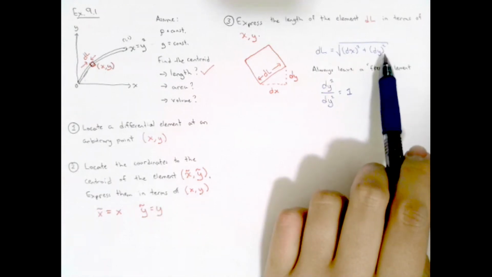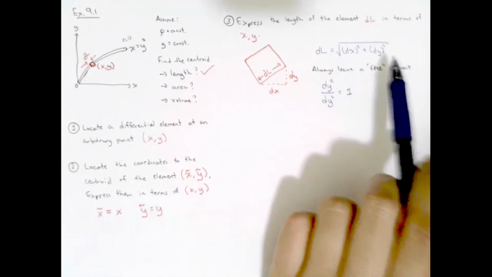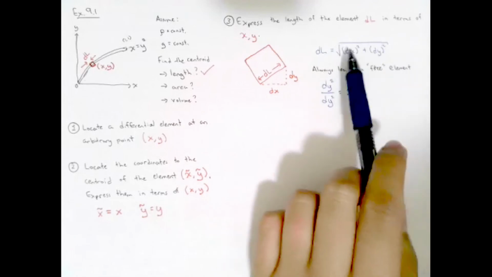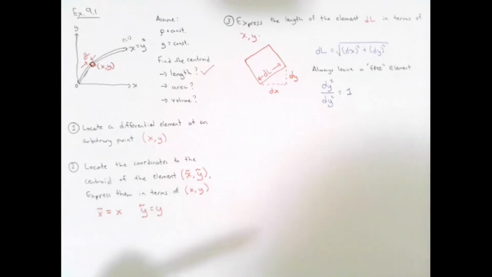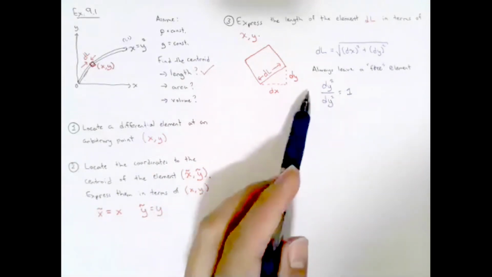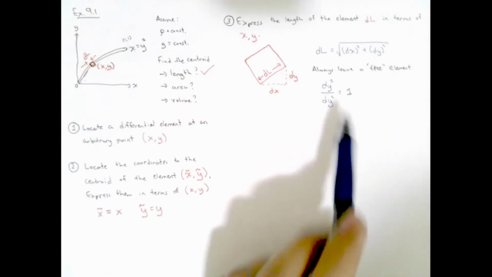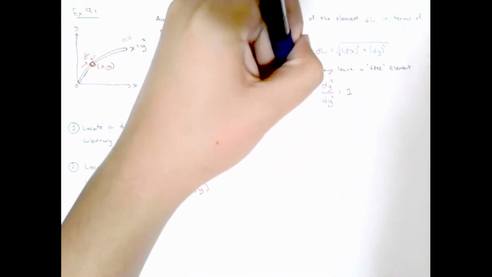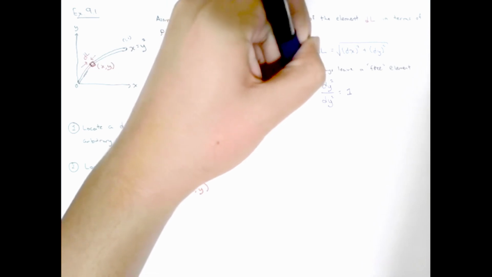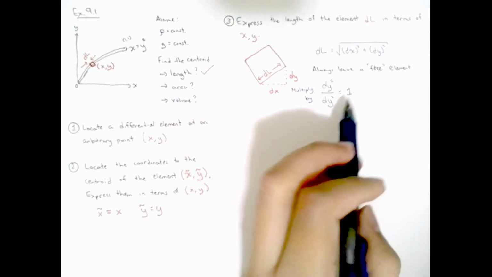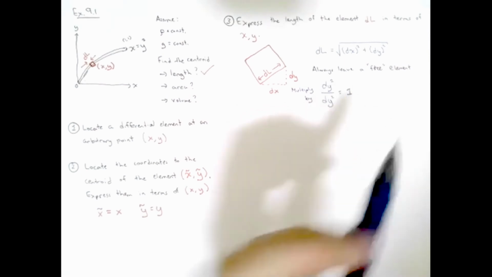So I would like to take this dy squared out of the square root, but I can't do it because I cannot factor this out. But if I can factor this dy squared out, I can take it out of the square root. So what I'm going to do is multiply these two terms by dy squared over dy squared. That's what I'll do for this particular problem. I'm going to multiply by dy squared over dy squared, which is just the same as multiplying by 1.